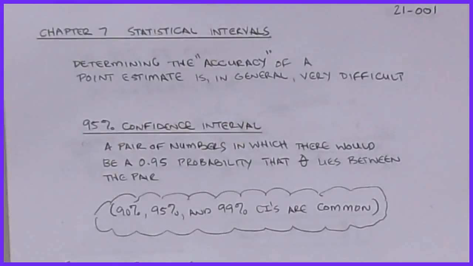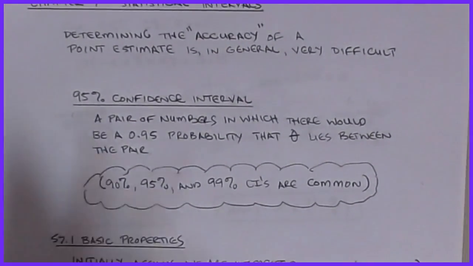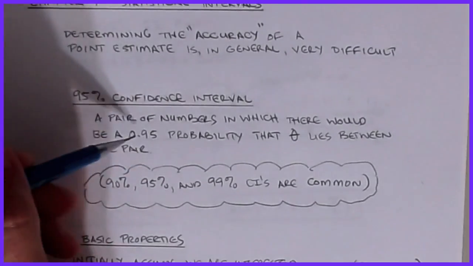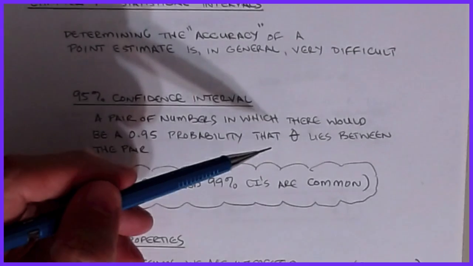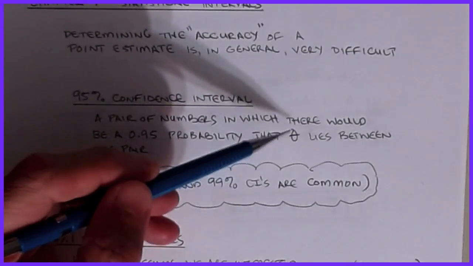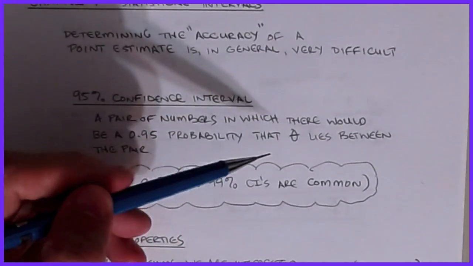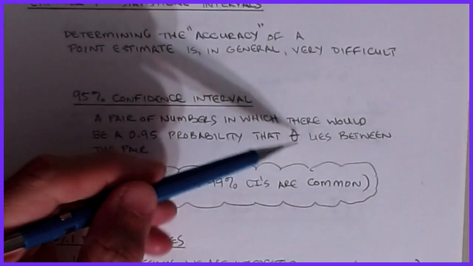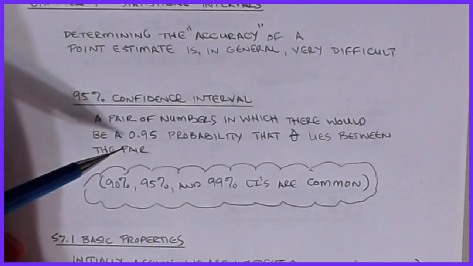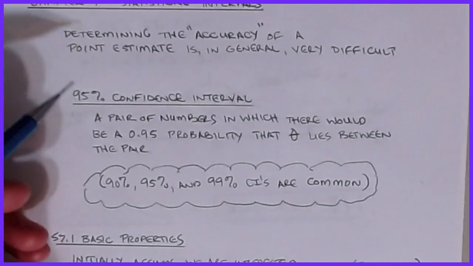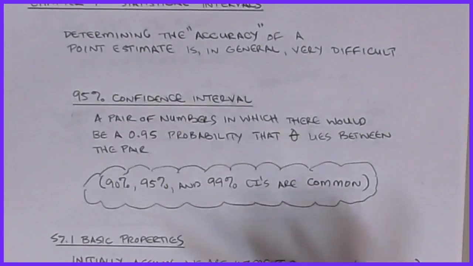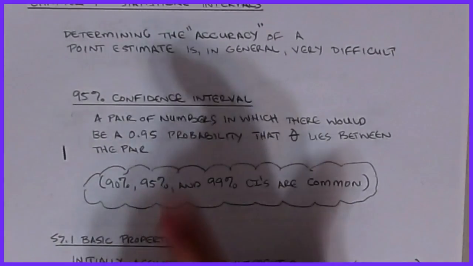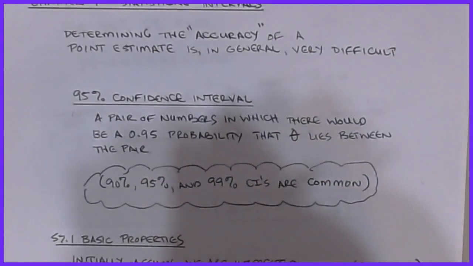All right, so to give you some idea of what we're talking about here, a 95% confidence interval is basically a pair of numbers in which there would be a 95% probability, 0.95, that our point estimate, remember from our last video that we call that theta, and that's any statistic, whether it's the population mean or the maximum value or whatever we choose as our statistic, lies between the pair of numbers that we just created. Now the most common confidence intervals are the 90%, the 95%, and the 99%. You can do any one that you want, but we're going to focus mainly on the 95% and the 99%. All right, so here's how we're going to do that.